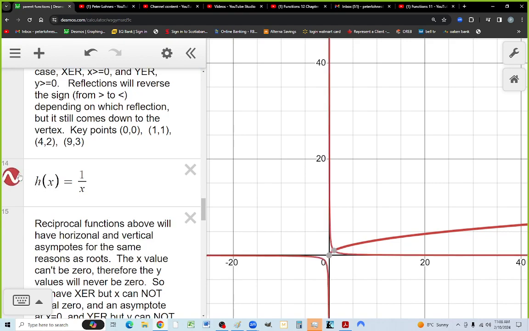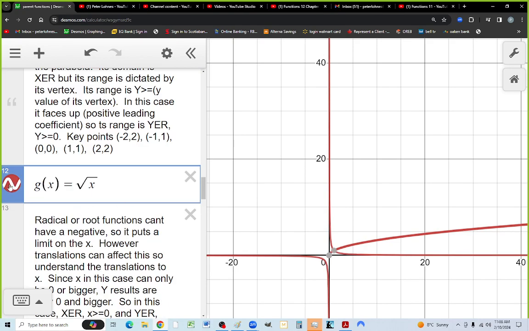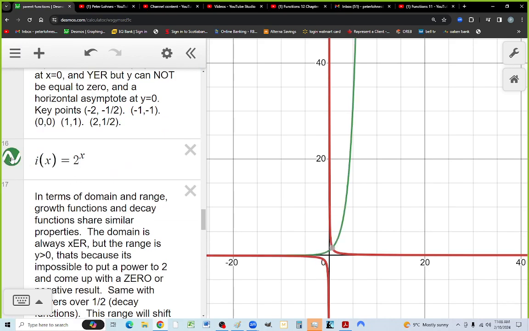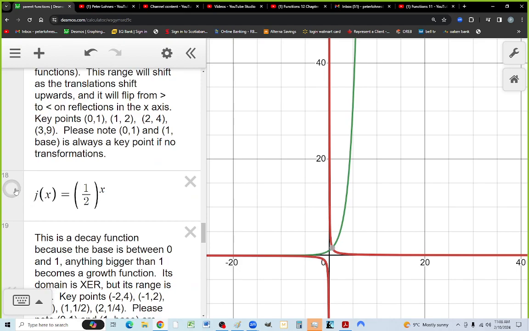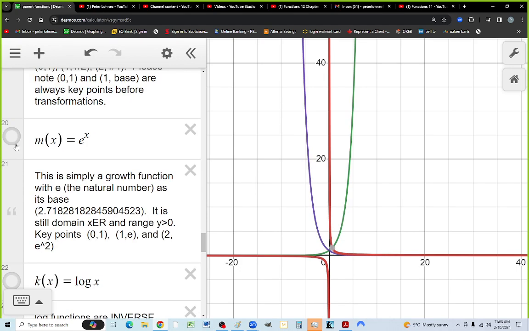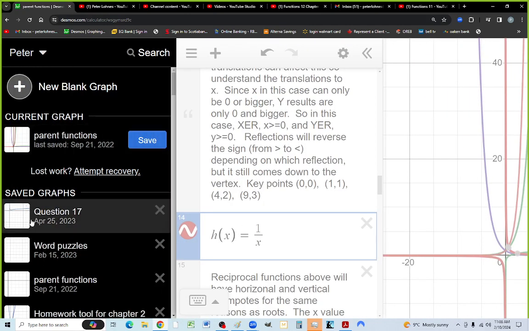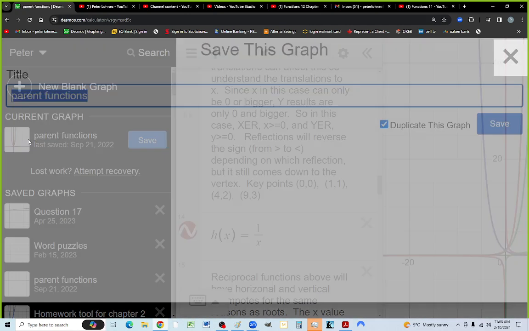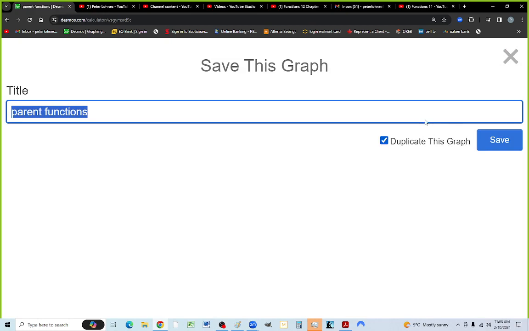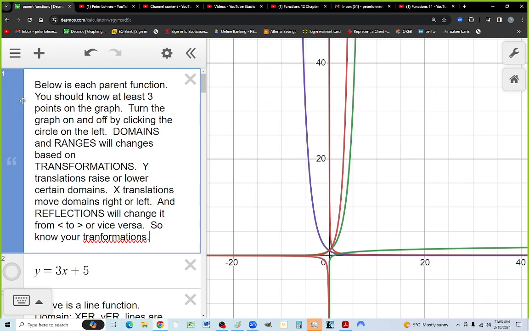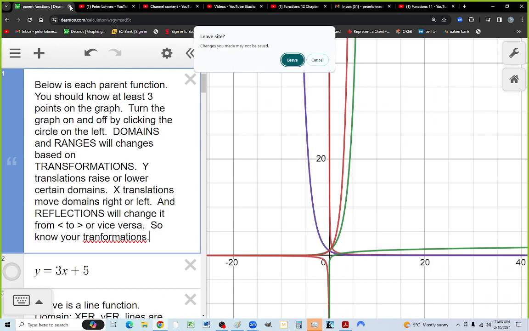Now, you don't have to memorize this. These are just standard functions that will always pass a line test. This is a reciprocal. This is an exponential. This is a decay. Don't worry about any of them for now. But they will all pass a vertical line test. And I'm going to send this to you so that you know things that pass a vertical line test. It's always good to study your parent functions because they will come up again and again. So let's go back.